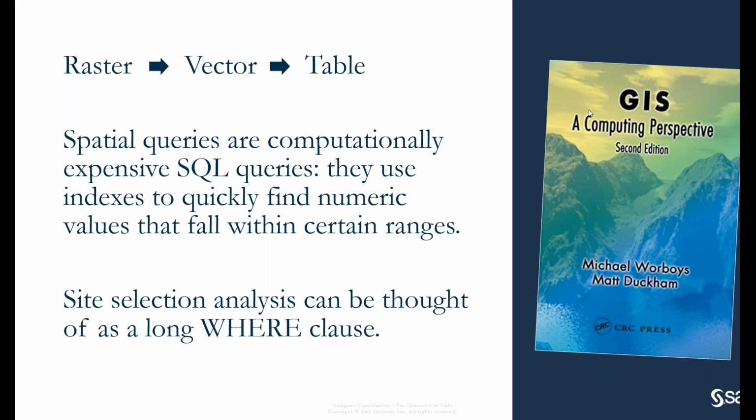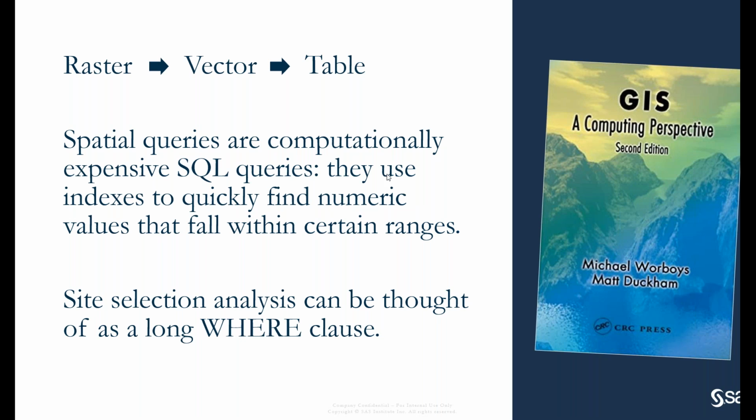And then I started thinking, wow, even site selection can just be thought of as a long where clause. Select all the places where the slope is this and the aspect is this, and there's certain other information that meet these criteria. It's just one giant SQL query. So yes, if you only think of spatial data as a data type, it's not special.